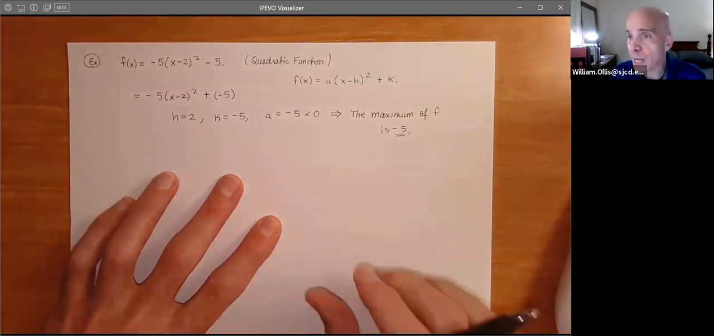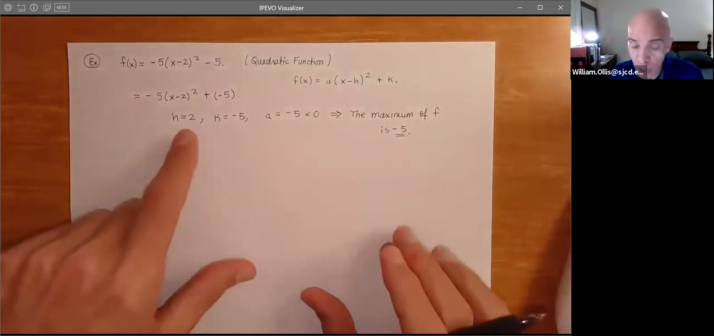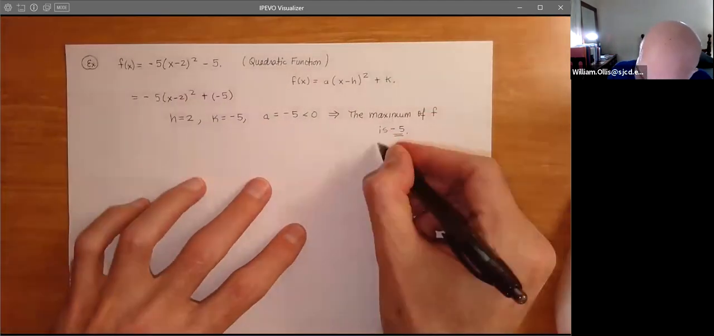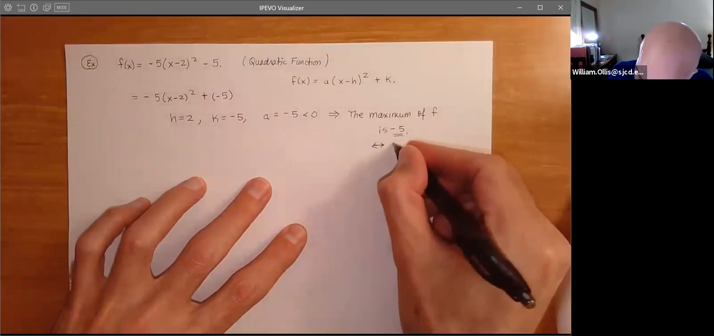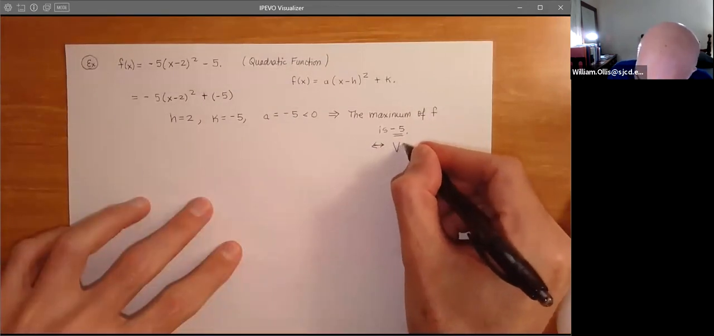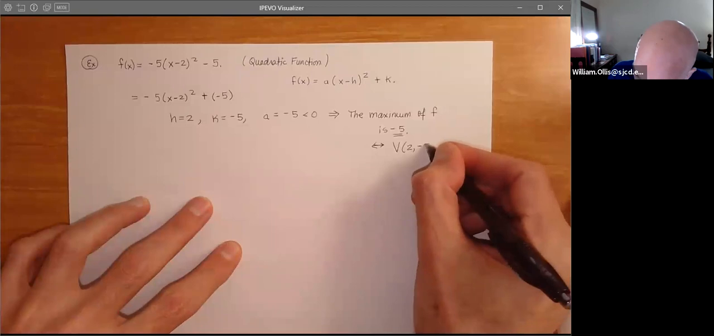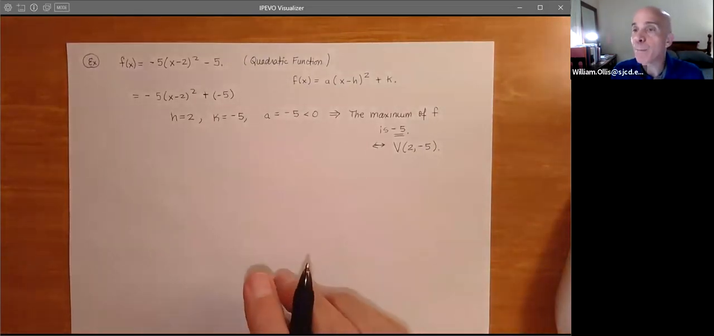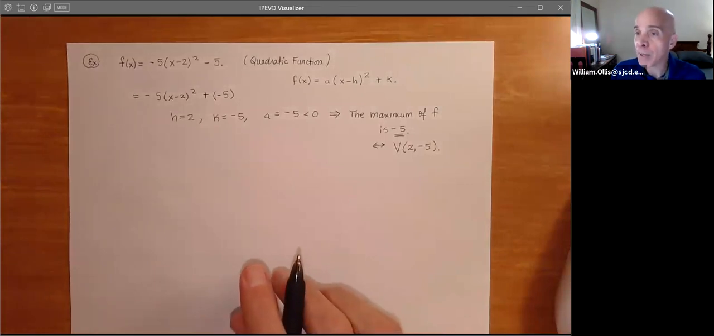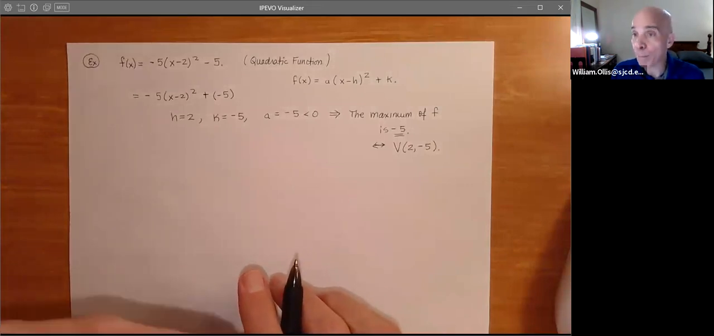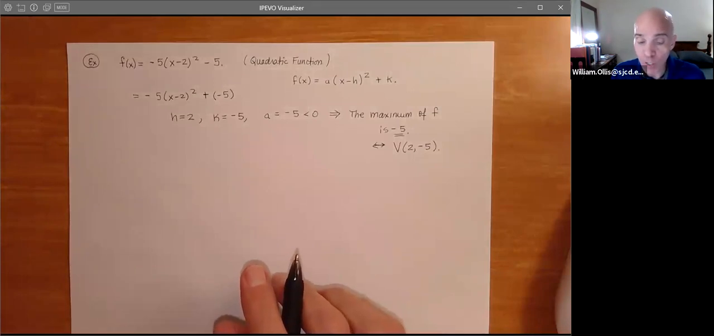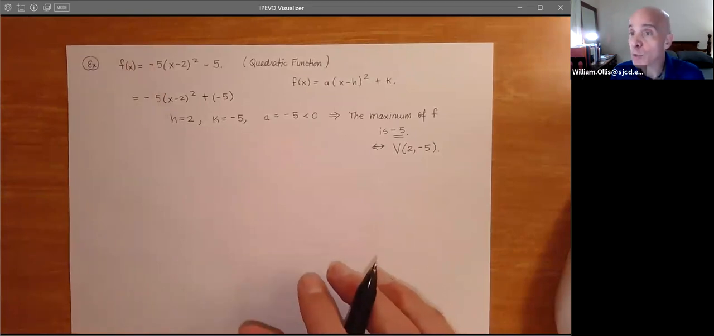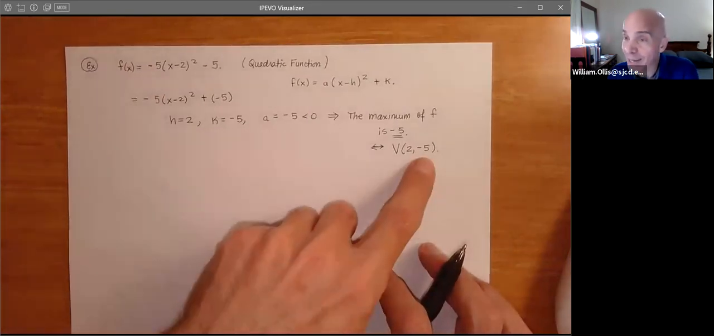And then, of course, you can say, well, where does it occur? It occurs at x value 2. So you can say this corresponds to the vertex 2, negative 5. So remember, when you're looking for the maximum or the minimum, you're looking for the actual output. And so if you have a quadratic function where the leading coefficient is negative, the vertex will define the maximum, and it will be the k.